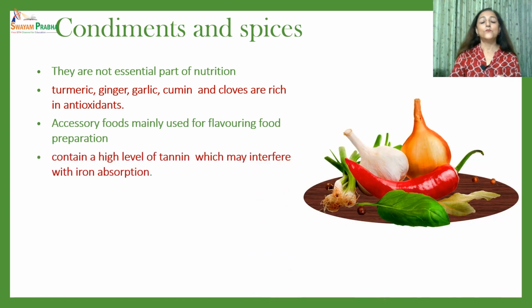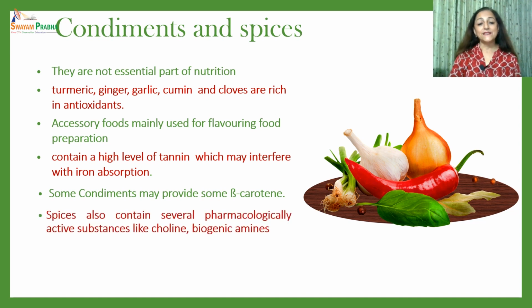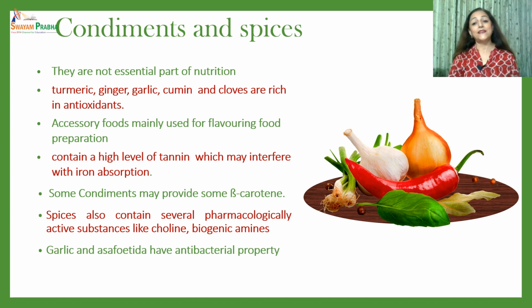Most of these spices contain a high level of tannin which can interfere with iron absorption. Some of the condiments like chili and coriander may provide some beta carotene. Spices also contain some pharmacologically active substances such as choline and biogenic amines. They have some pharmacological functions. And garlic and asafoetida have antibacterial property and will help in inhibiting the putrefying bacteria inside our body.